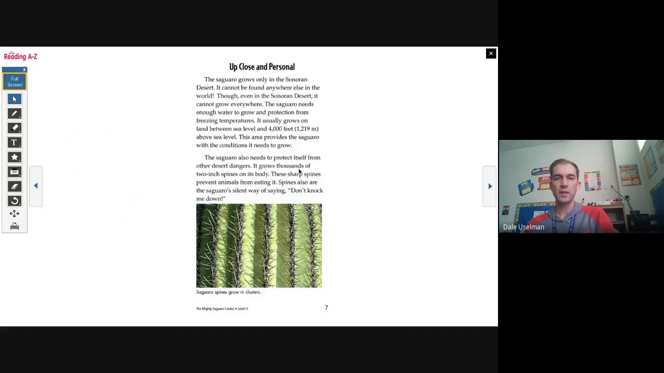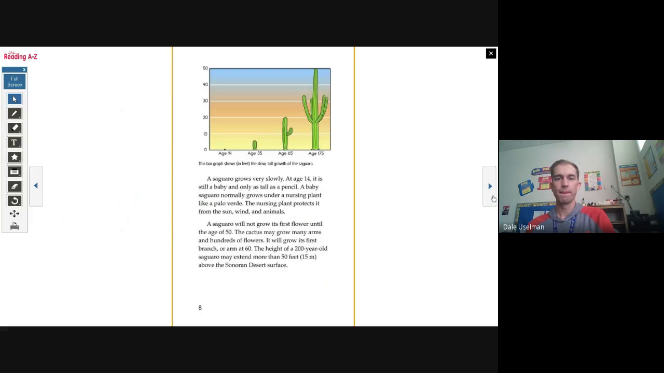It grows thousands of 2-inch spines on its body. These sharp spines prevent animals from eating it. Spines are also the saguaro's silent way of saying, "Don't knock me down." Saguaro spines grow in clusters. A saguaro grows very slowly. At age 14, it is still a baby and only as tall as a pencil. A baby saguaro normally grows under a nursing plant, like a Palo Verde. The nursing plant protects it from the sun, wind, and animals.